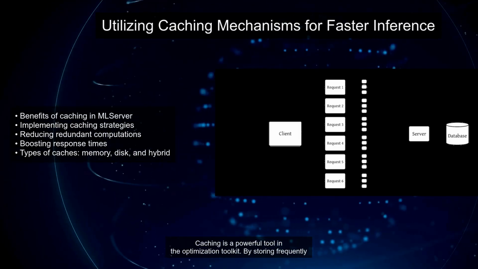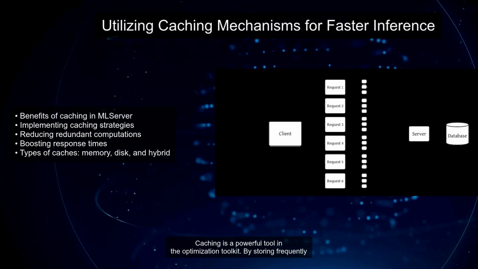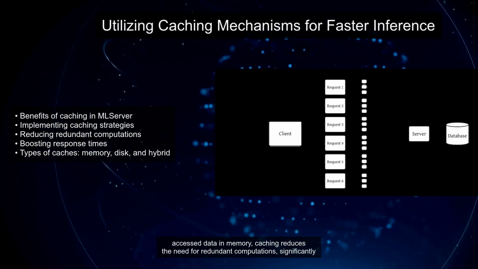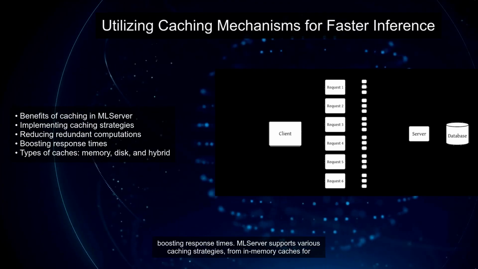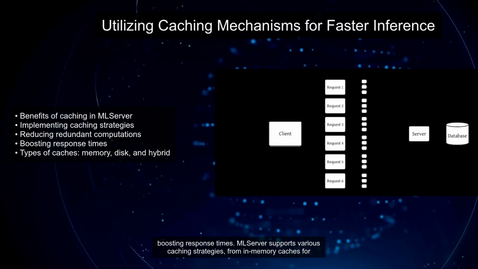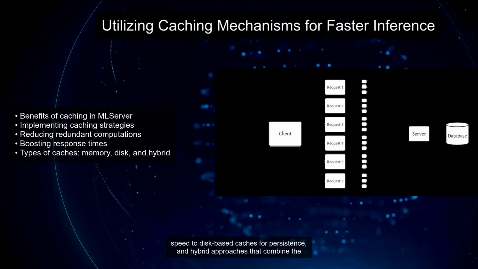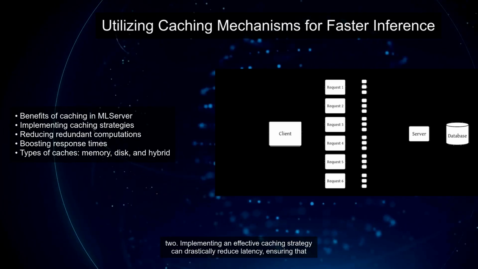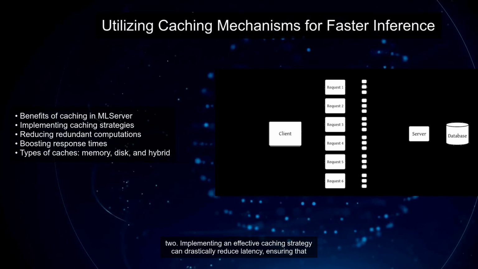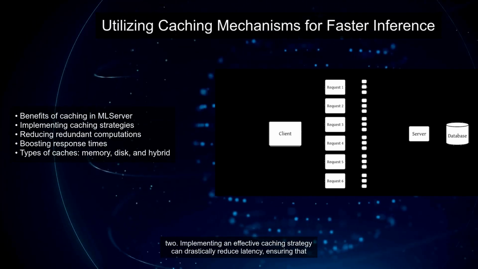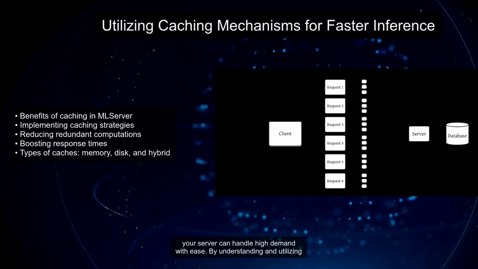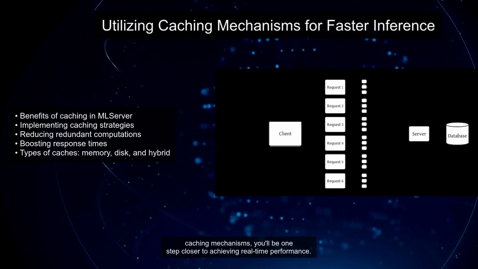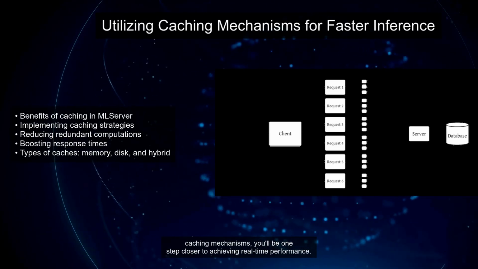Caching is a powerful tool in the optimization toolkit. By storing frequently accessed data in memory, caching reduces the need for redundant computations, significantly boosting response times. MLServer supports various caching strategies, from in-memory caches for speed to disk-based caches for persistence, and hybrid approaches that combine the two. Implementing an effective caching strategy can drastically reduce latency, ensuring that your server can handle high demand with ease. By understanding and utilizing caching mechanisms, you'll be one step closer to achieving real-time performance.